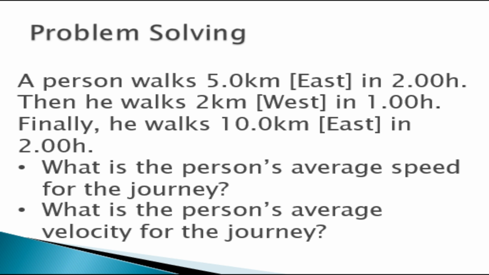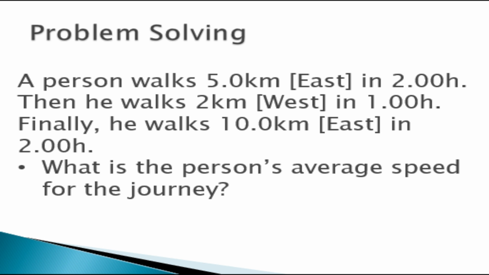So for this problem, we are looking for the speed and the velocity of the person. Take note that all the movements or all the quantities the person takes have directions. The first one is 5.0 kilometers east, and then 2 kilometers west, and then 10 kilometers east. So let us first answer question number 1. To find the answer for question number 1, we need to add first all the distances that the person took.